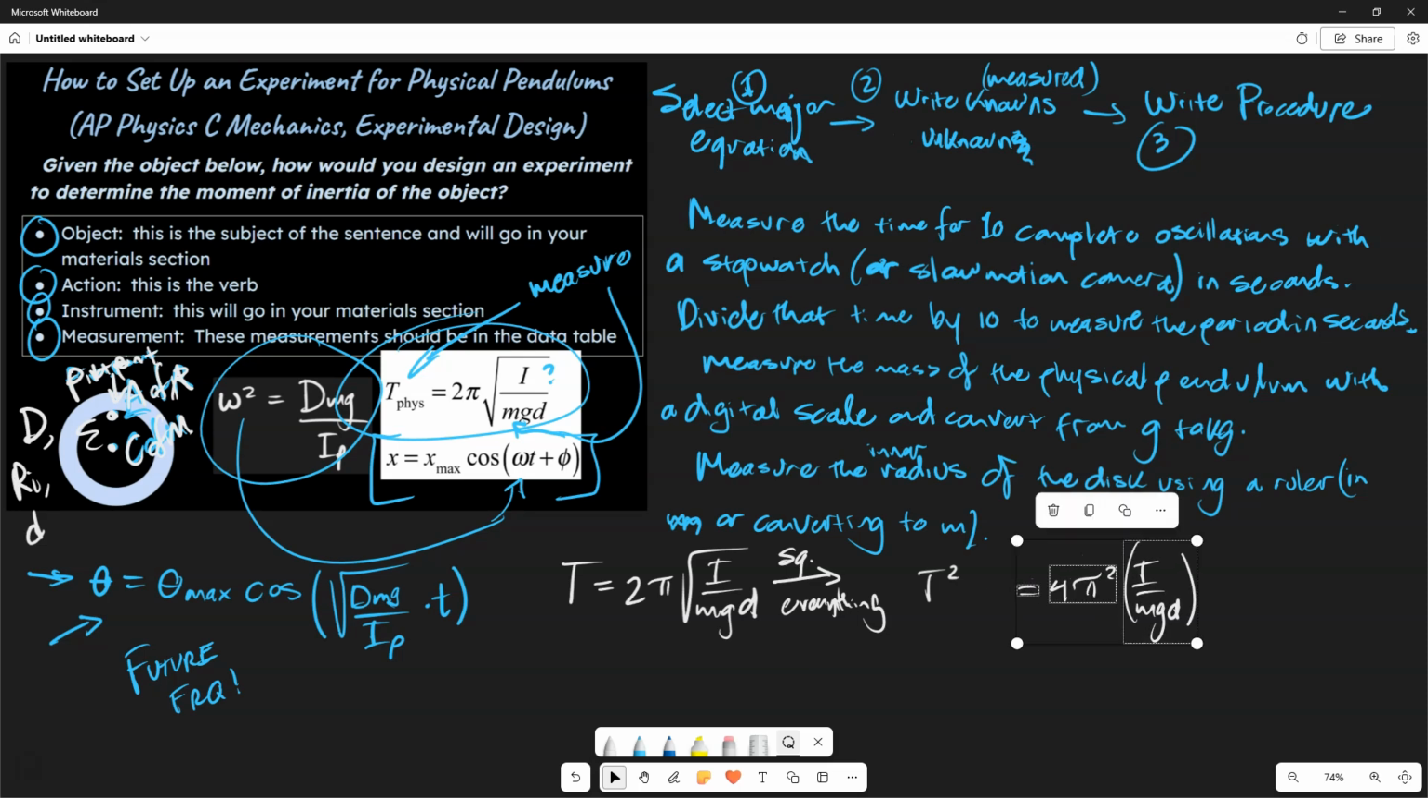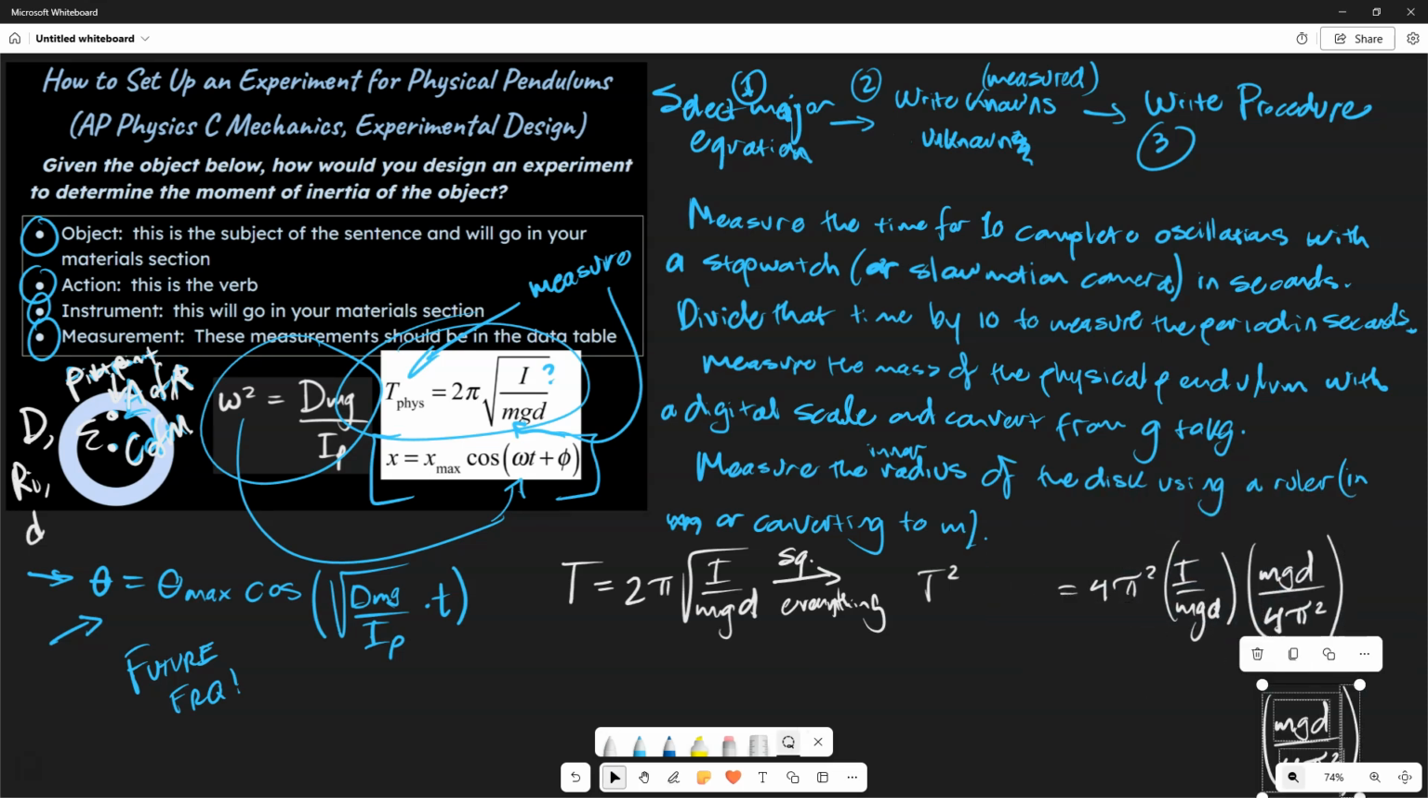But when you are trying to isolate and have a bunch of things to get rid of that you don't want, think of the phrase multiply by the reciprocal. In other words, if we want to get I by itself, we're going to multiply by the reciprocal of everything that we have. 4 pi squared is up top in the numerator, so we need to write 4 pi squared down below. And mgd is in the denominator, so we're going to write mgd in the numerator up here. And if we do that, then we end up with a way of quickly isolating and getting rid of a bunch of stuff that we don't want.